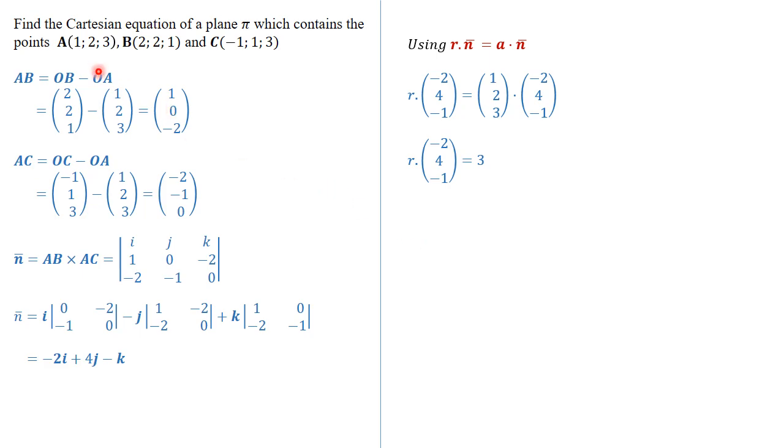But remember, the question is saying find the Cartesian equation of the plane. So this is the vector form. Now we can write it in Cartesian form. r is just a general point, so we can put x, y, z dot the normal vector equals 3. Then we do the dot product, which gives us minus 2x plus 4y minus z equals 3. This is now the equation of the plane in Cartesian form.